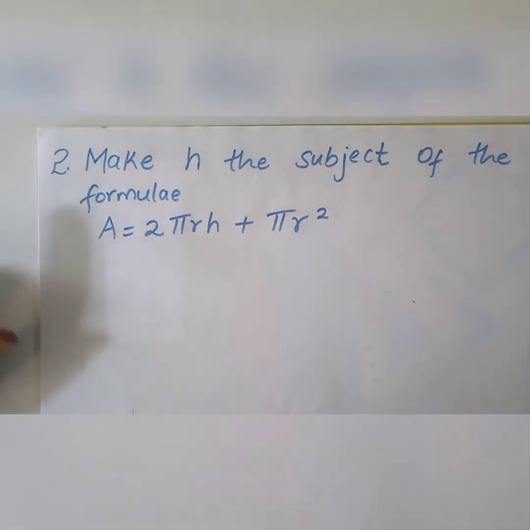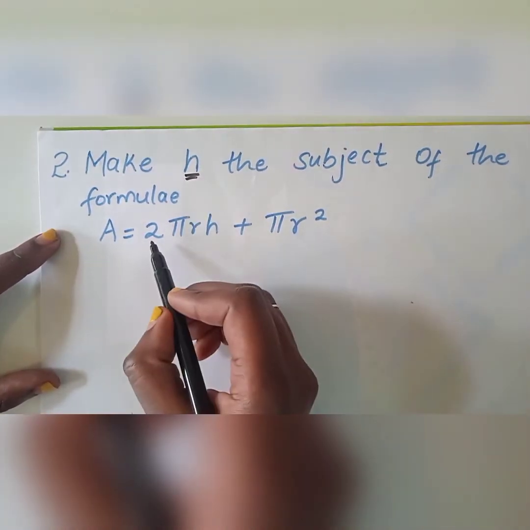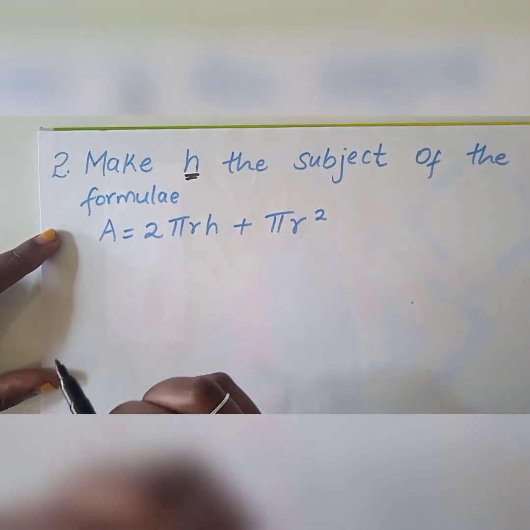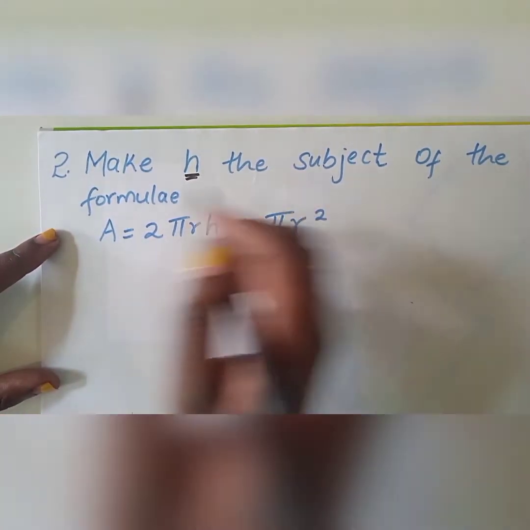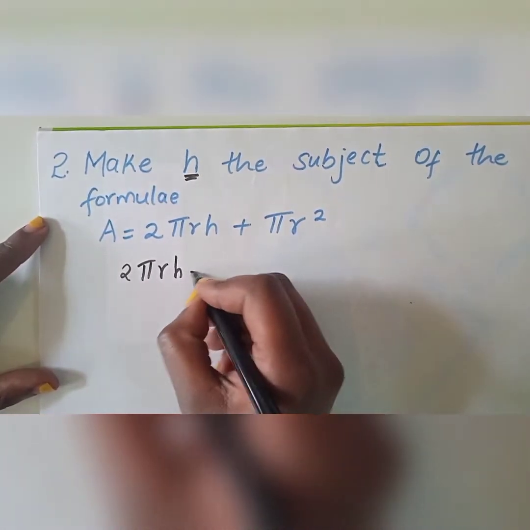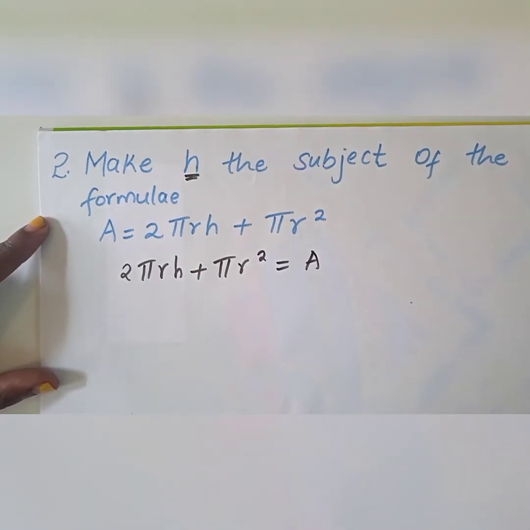Now number 2, we want to make h the subject. So once again, we get rid of this number that is next to h. So you can rearrange this formula again, and you start with 2 pi r h plus pi r squared equals to a. It's the same thing.